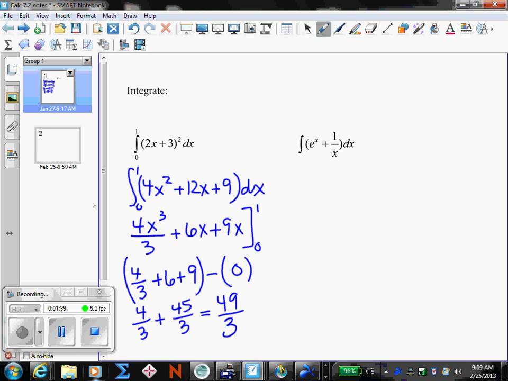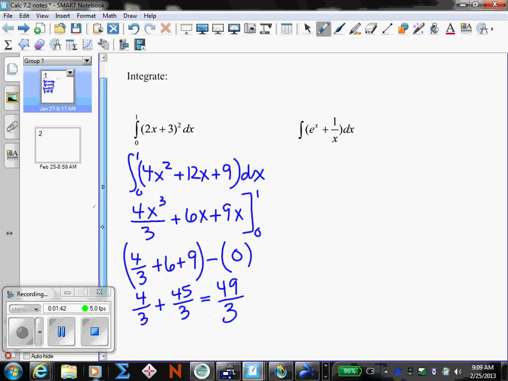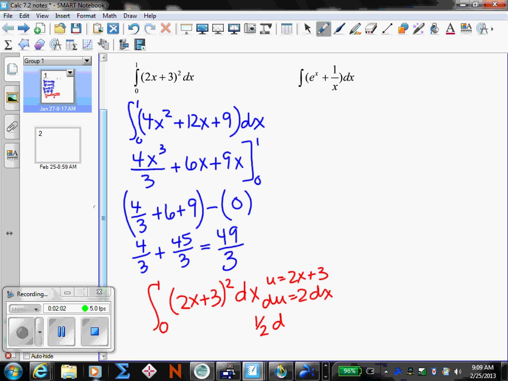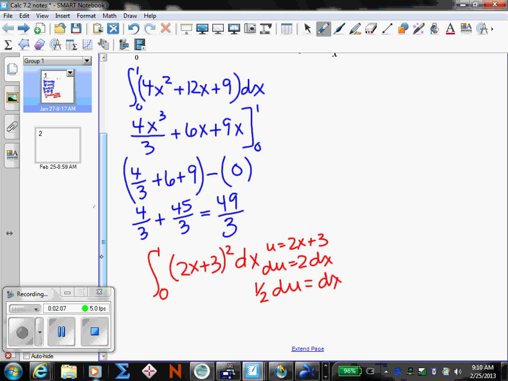Now, if I want to use the substitution method, we will see that we get the same answer using either method. So in this case, my u would be 2x plus 3. The derivative of that is 2 dx. So 1/2 du equals dx. So in for 2x plus 3, I'm going to replace that with a u. It is squared. In place of the dx, I'm going to put 1/2 du.